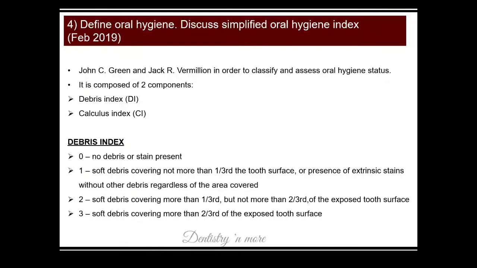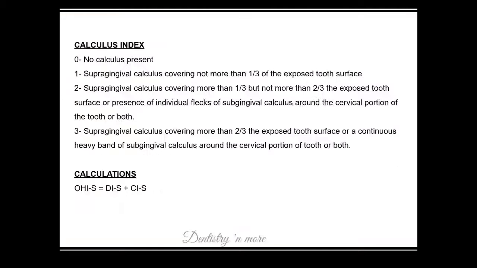This oral hygiene index is very simple, given by John C. Green and Vermillion. It has got two components, debris index and calculus index. We have code 0, 1, 2, 3, that is none, less than 1/3, less than 2/3, and more than 2/3. And for debris index, stains are also present. So stains means definitely it is 1 irrespective of the surface area.